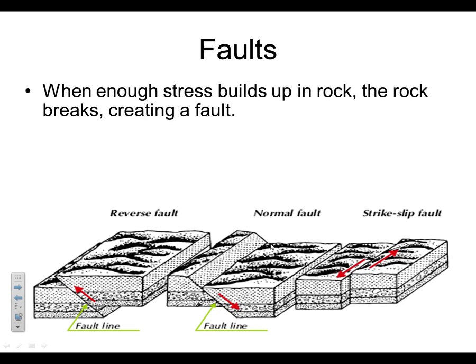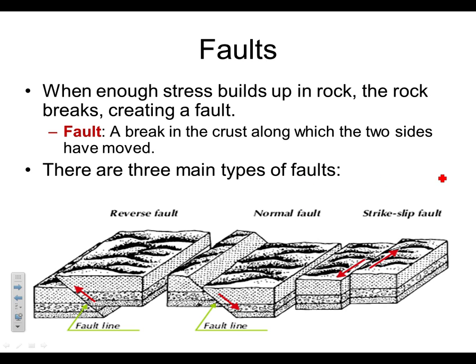Well, where do they break? They break at what's called a fault. So a fault is just a break in the crust along which the two sides have moved. There are three main types of faults that we're going to talk about. You can see them here. We're going to draw pictures for them too. There's a reverse fault, normal fault, and a strike-slip fault. That's what we're going to go through next.